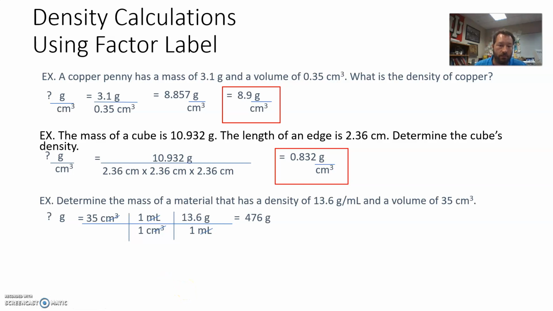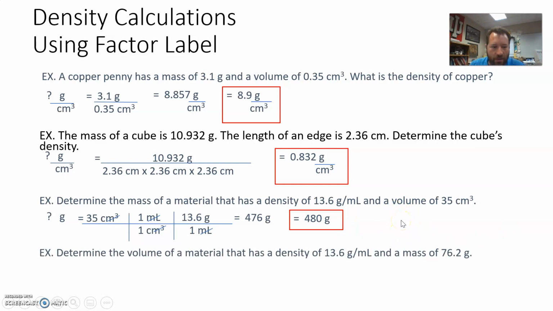35 times 13.6 is 476. Let's check for appropriate digits. I started with only 2. 13.6 has 3, but that's okay. I'm limited to only 2 digits here. I need to round 476. 7 is my second digit. 6 is enough to round up, so I do. 480 grams.